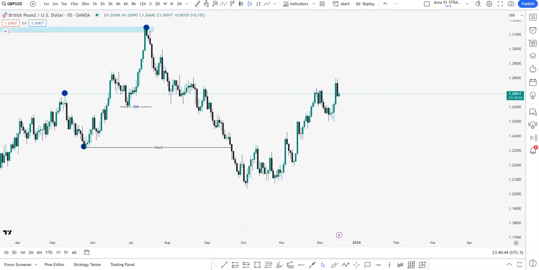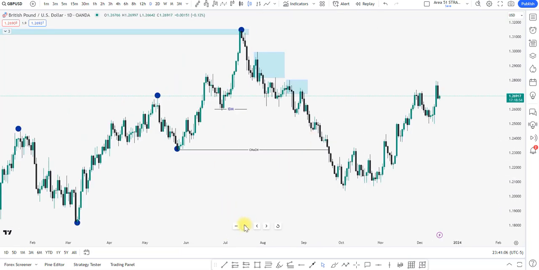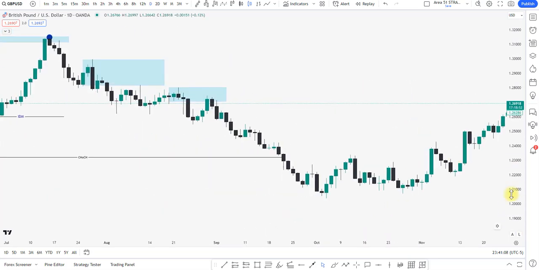Okay, so here we can see price already breaking this structure. Price came back again to mitigate, continued to the downside. Now we have another move that was already mitigated and then creating a lower low. But we need to realize that there's an area that we need to watch out for.